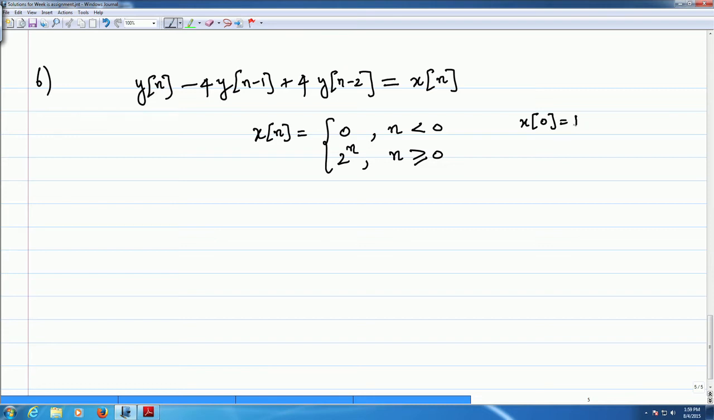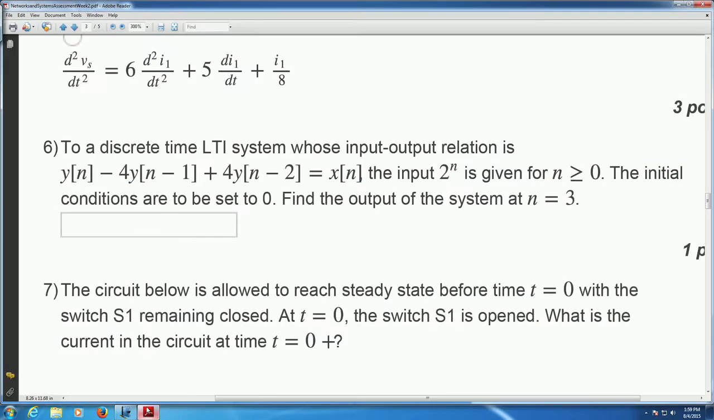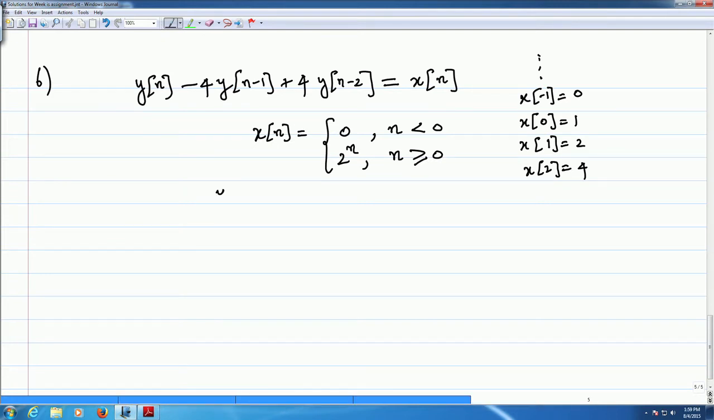So, basically x of n goes as x of 0 equals 1, x of minus 1 and all that is 0, and then x of 1 is 2, x of 2 is 4. The question asks you to find y of 3, and you really need to know only up to x of 3 for it. Okay. So, one can just find one after the other. So, you put n equals 0, and actually the initial conditions being 0 also means that y of minus 1 equals y of minus 2, etc., all of them are 0.